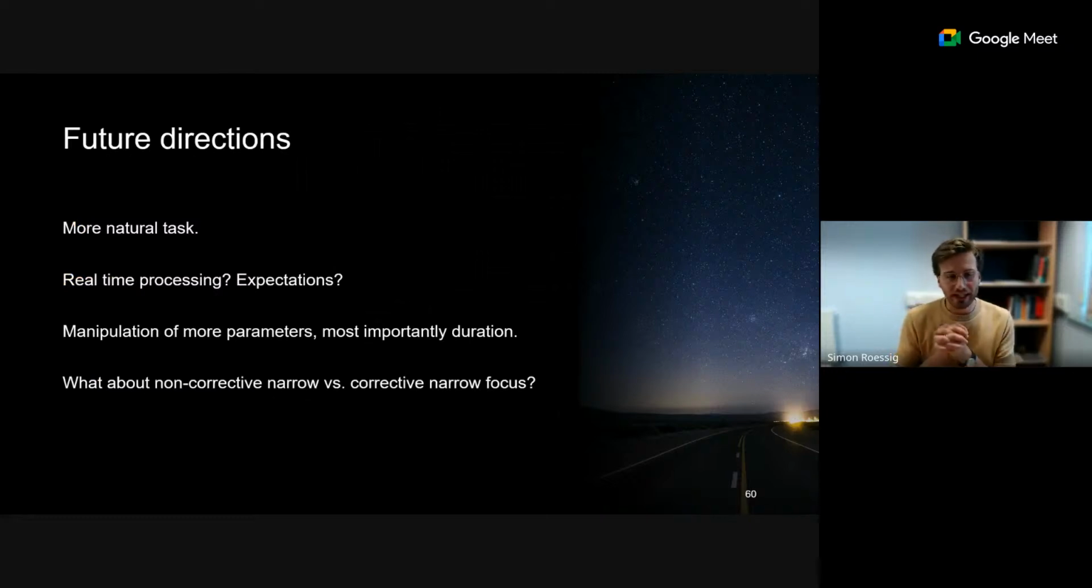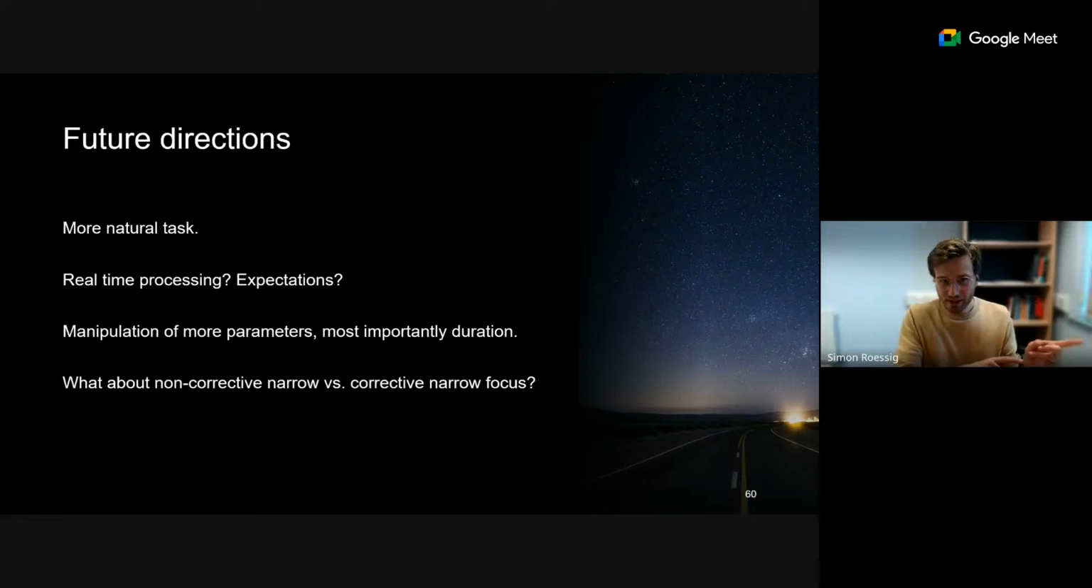So in future research, I aim to employ a more natural task. It would be great to have a more fun task. It's also planned to explore the possibilities of something like mouse tracking as a window into real-time processing. Do people have expectations when they hear the prenuclear part about what's coming next? Also, more parameters than just F0 should be manipulated, because we found in production that duration plays a role. And that has the potential to make the stimuli more natural. And the consequence could also be that the task gets easier.